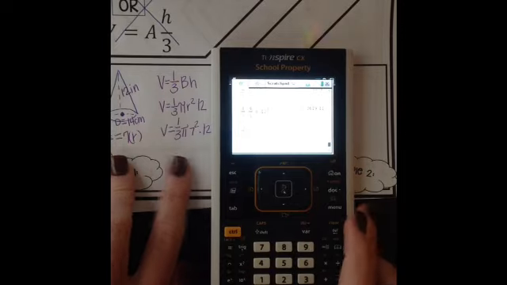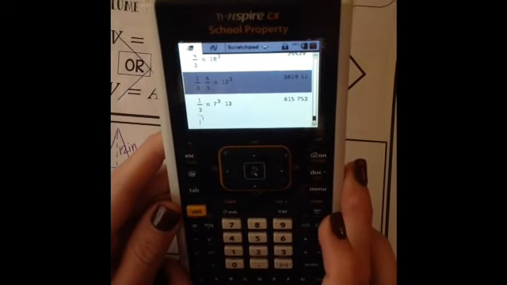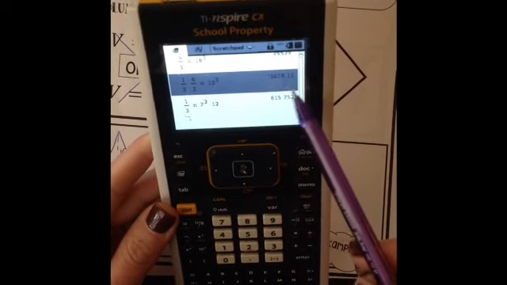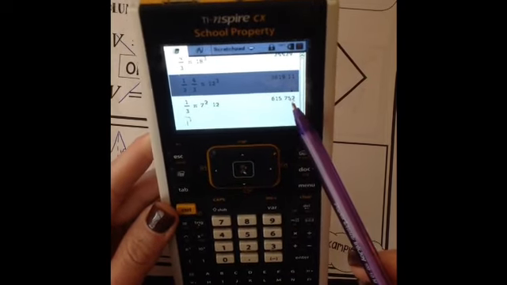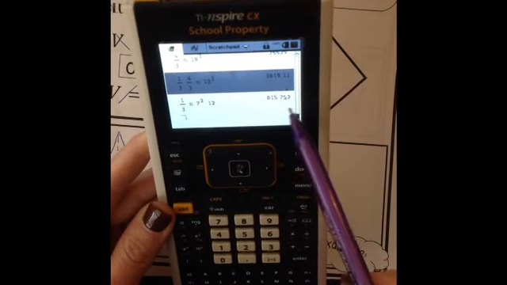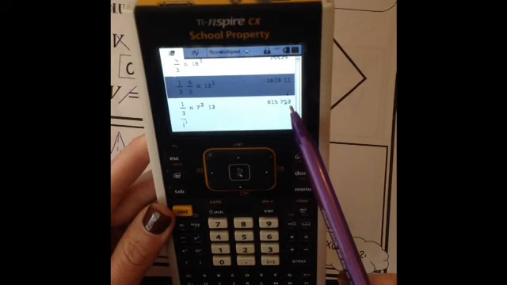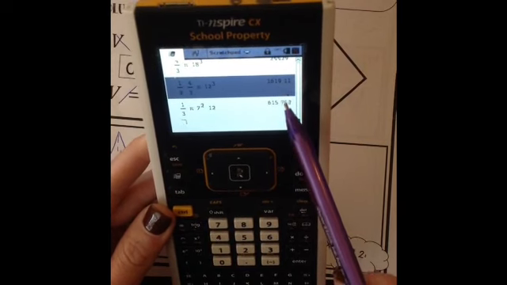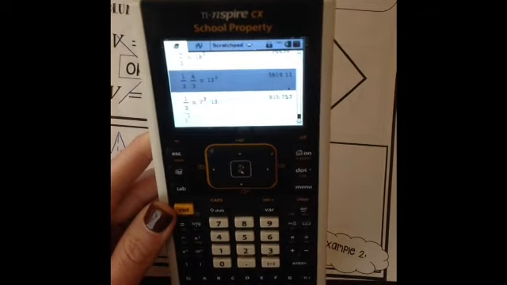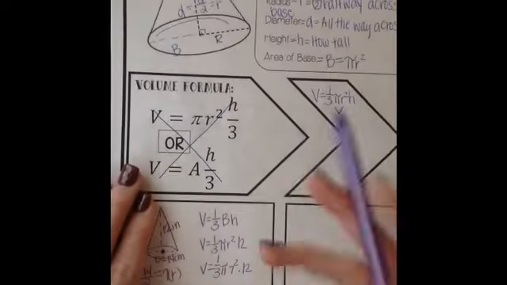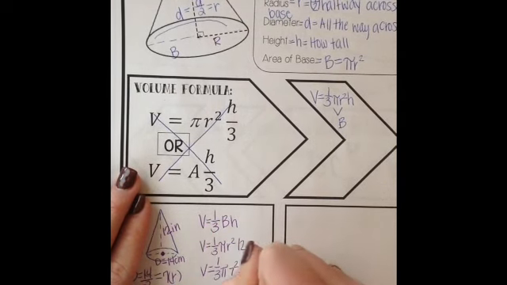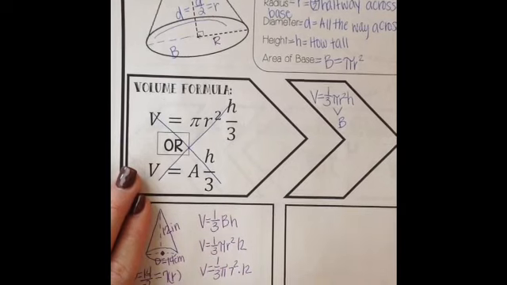Hit enter. And I know mine has a little bit of a glare on it. There we go, 615.752. Now we are going to go to the hundredths because that's what we've been consistently doing in our worksheets. So does a 2 round up a 5? Remember, if it's less than 5, leave it alone. If it's 5 or more, then we're going to raise it up. So this is less than 5, it's a 2, so we're going to do 615.75. So our volume for this one is going to be 615.75. And that's our answer.